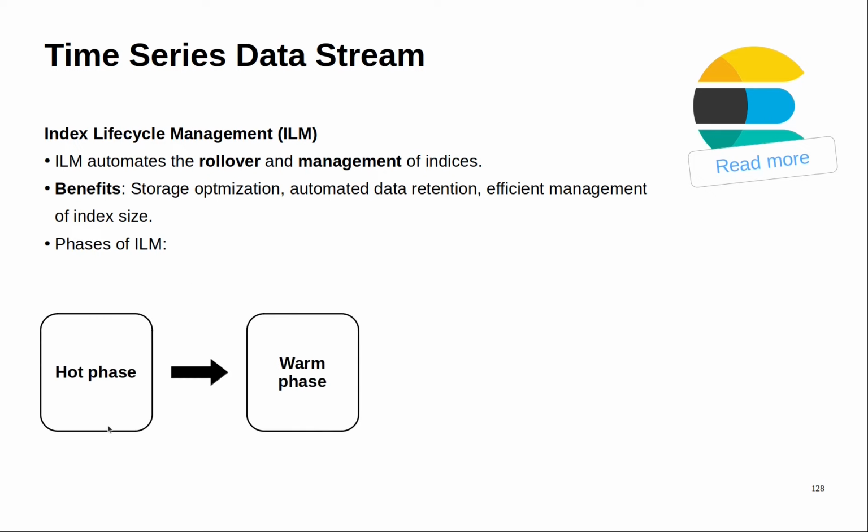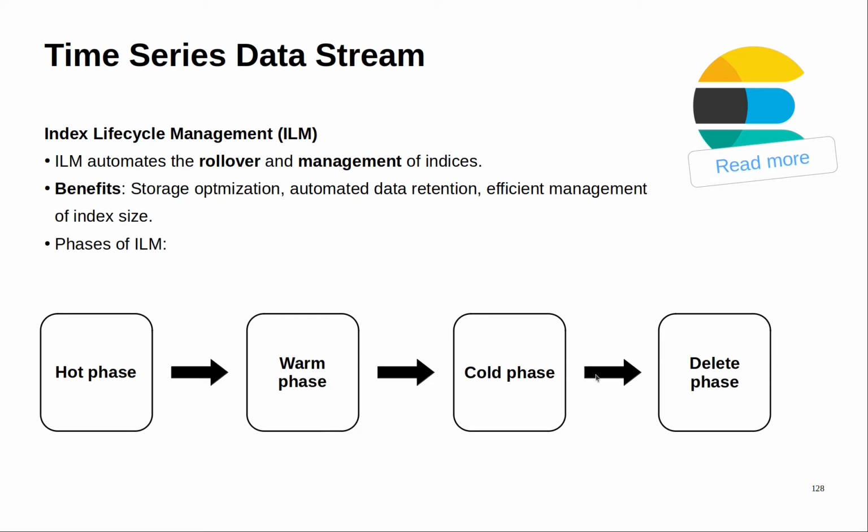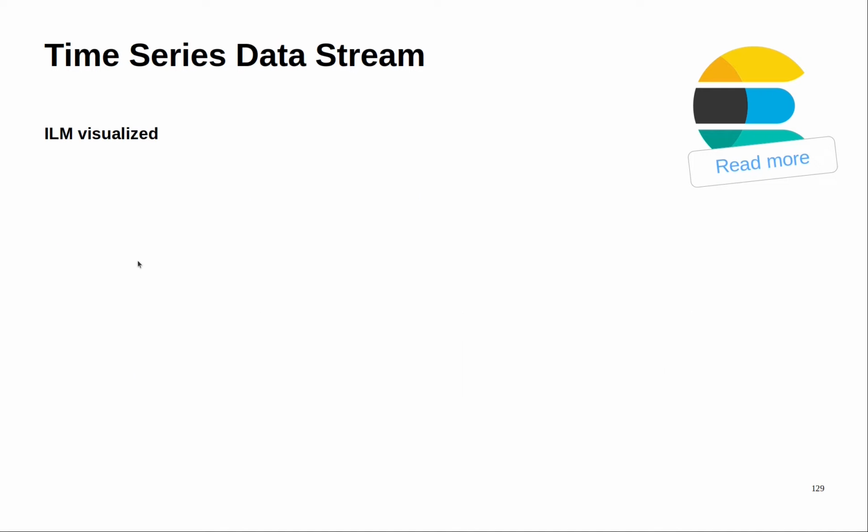The hot phase, here we have active data. We frequently update the index. Then we pass to the warm phase. Here we have less frequently accessed data. The cold phase, in this case we will archive data for long-term storage. And finally we have the delete phase, where data older than a specified threshold is deleted. We will see some examples to illustrate these phases. This is what we are going to do in these upcoming slides.